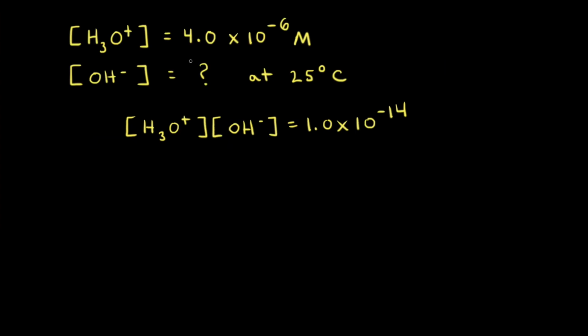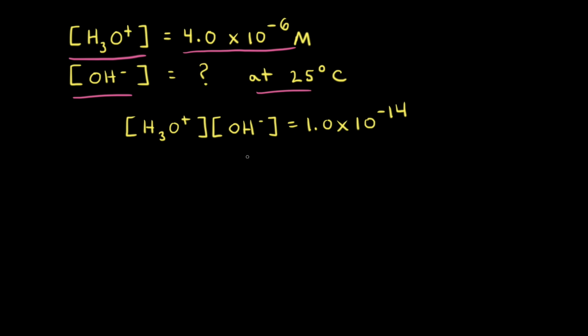Let's say we have an aqueous solution and the concentration of hydronium ions in solution is equal to 4.0 times 10 to the negative 6 molar at 25 degrees Celsius. And our goal is to calculate the concentration of hydroxide ions in this solution at 25 degrees Celsius.